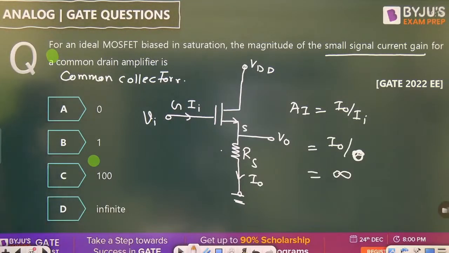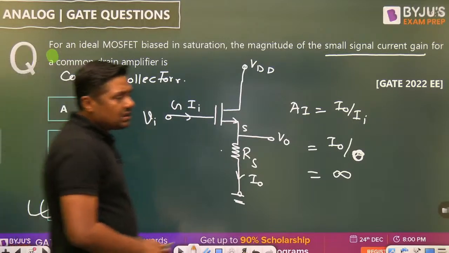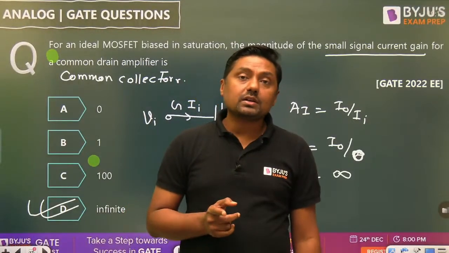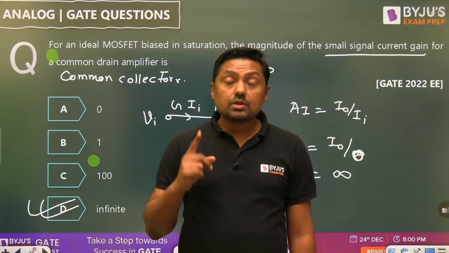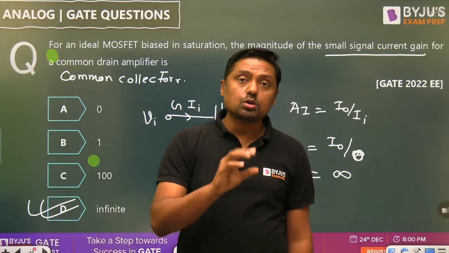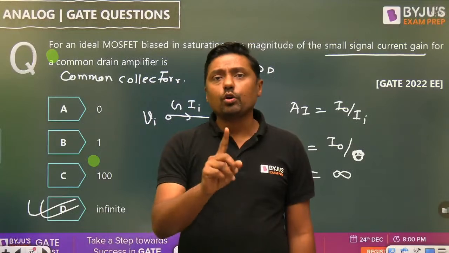Okay. So the answer is what? Infinite. Answer is infinite. Common drain is similar to common collector, similar to voltage follower. Dekho, what is the another name of common collector? Buffer. Okay. What is the another name of common collector? Emitter follower. This is called source follower because voltage gain is 1. Source will follow the input. Source follower. In voltage follower, voltage gain is 1.